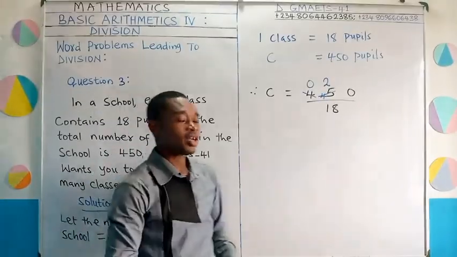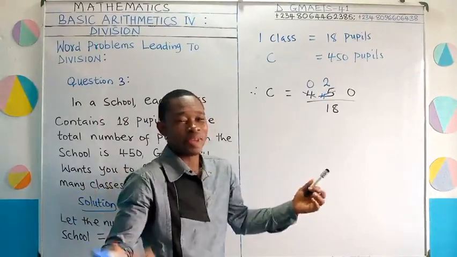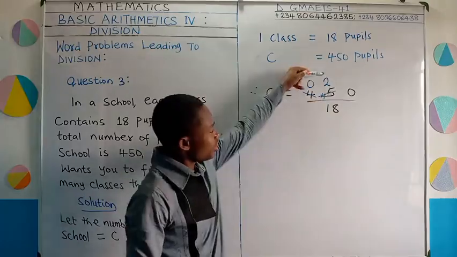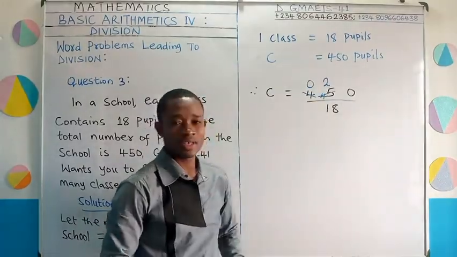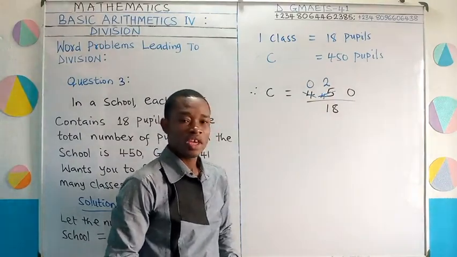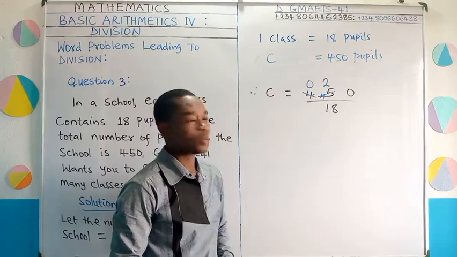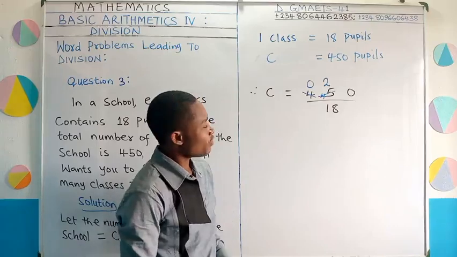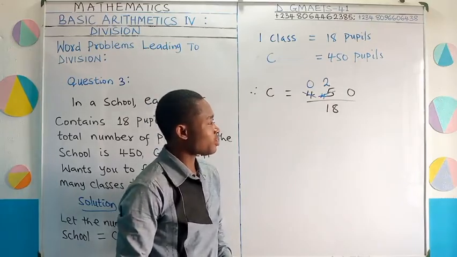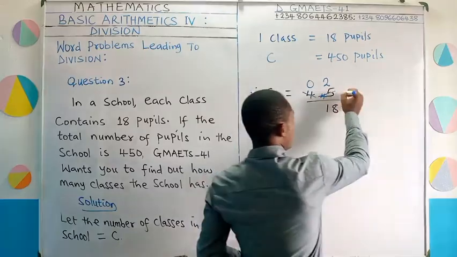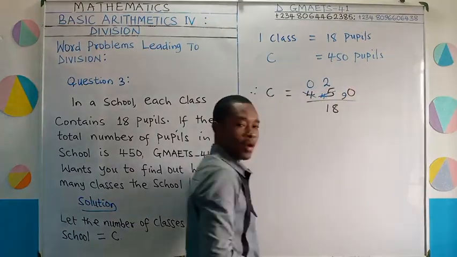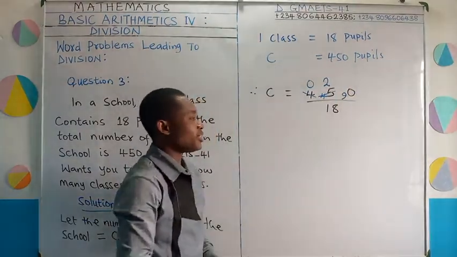How do you get the remainder? The remainder using the remainder formula is simply 45 minus these 2 times 18, which is simply 45 minus 36. If you do 45 minus 36, what will you get? 45 minus 36 is going to give us 9. So you attach the 9 to this 0. Alright? That gives us 90.